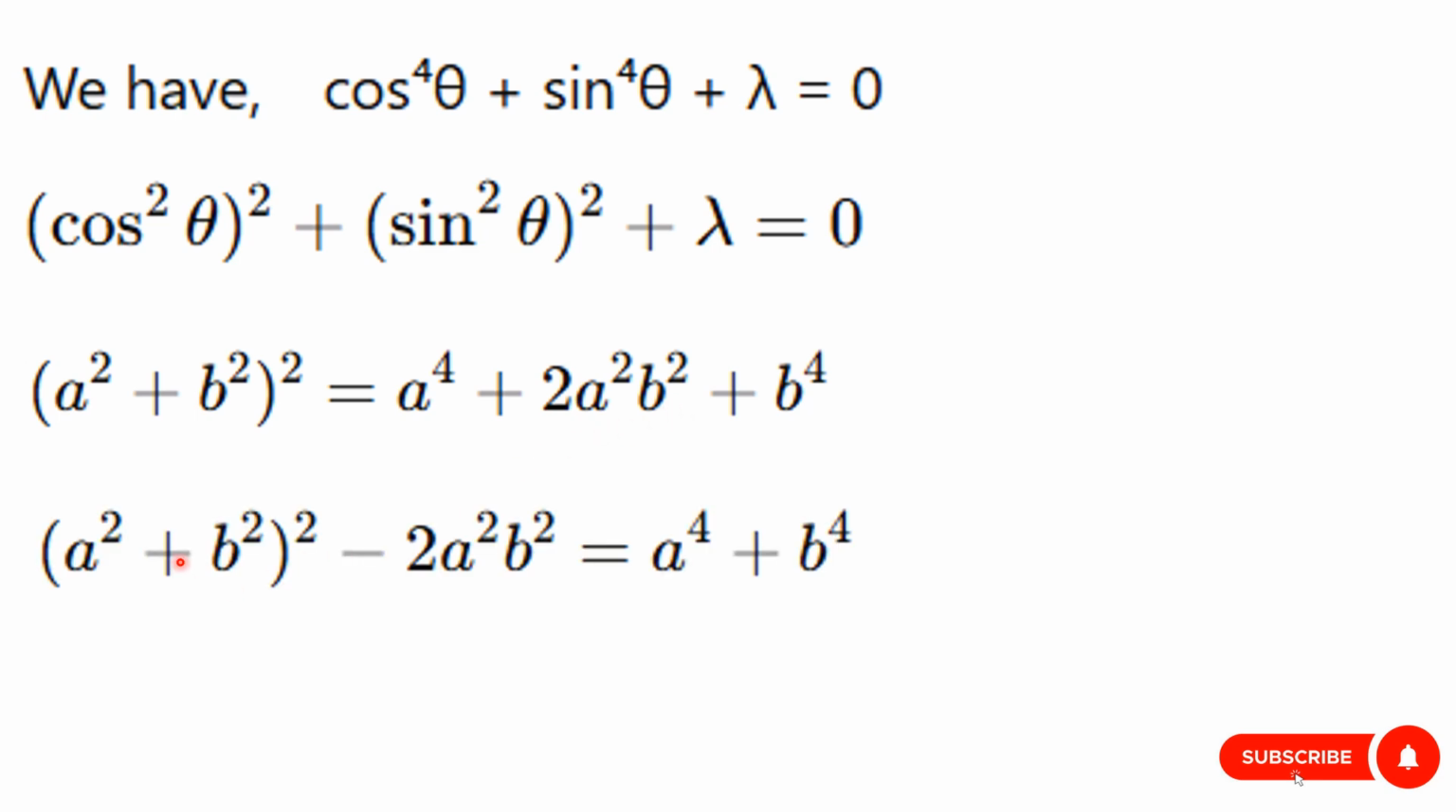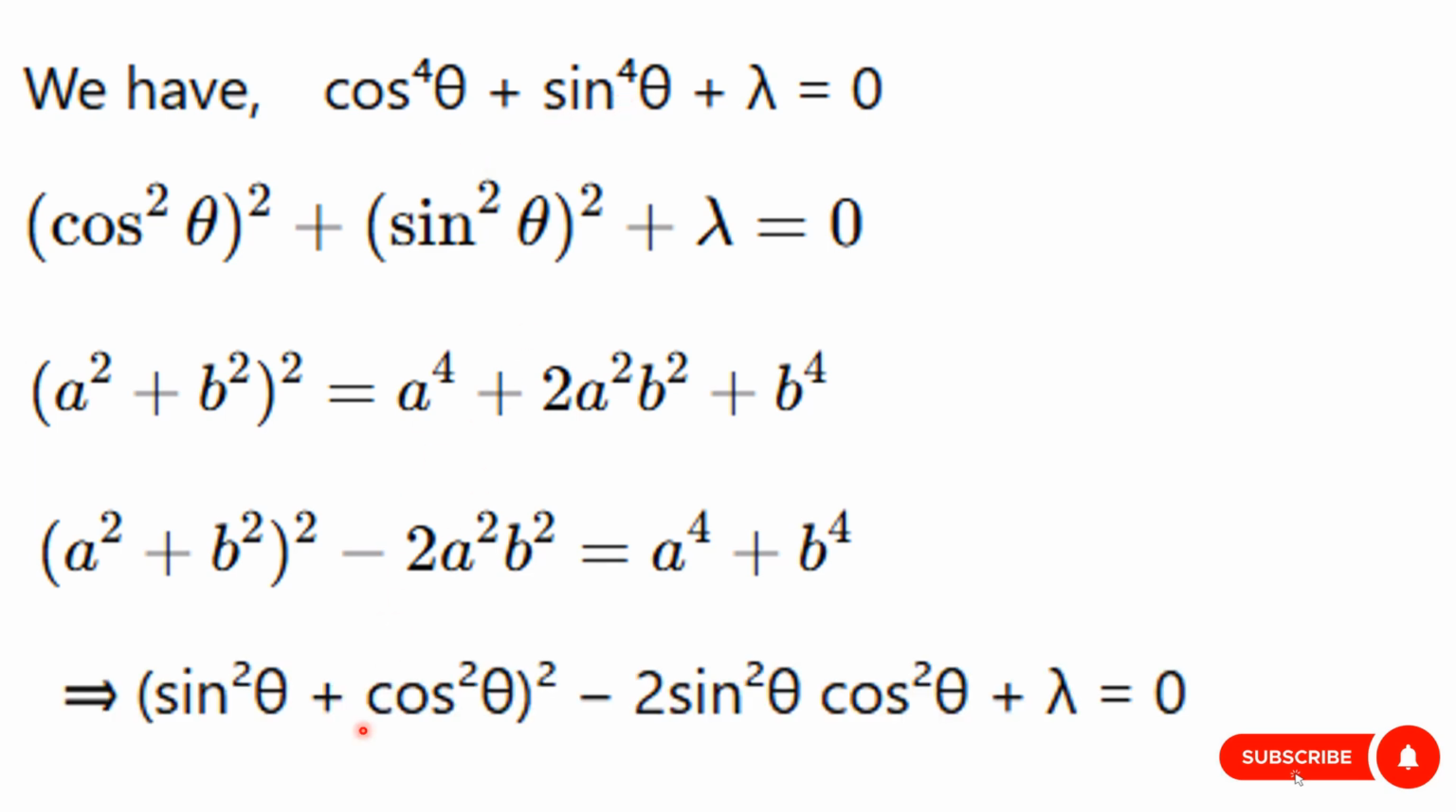This we can rewrite as (a square plus b square) whole square minus 2a square b square is equal to a to the power of 4 plus b to the power of 4. Therefore, a to the power of 4 plus b to the power of 4 can be written as (a square plus b square) whole square minus 2a square b square. Here we have cos to the power of 4 theta plus sin to the power of 4 theta. This can be written as (sin square theta plus cos square theta) whole square, where a square is cos square theta and b square is sin square theta, minus 2 sin square theta cos square theta plus lambda equals 0.